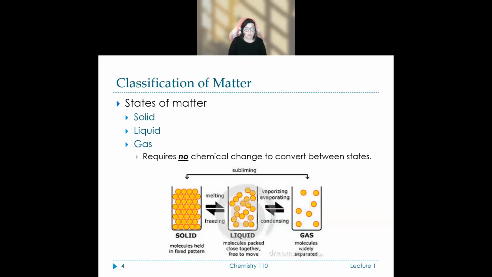All right. We can go from a gas to a liquid by condensation. We can go from a liquid to a solid by freezing. Okay. We can also go from a gas to a solid through a process called sublimation. All right. So those are the states of matter that we typically talk about. We also have plasma, but we typically don't talk about that in this course.